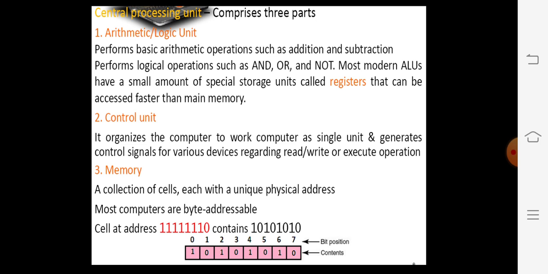Then the last one, brain, that is memory, where we are storing the details. A collection of cells, each with a unique physical address. Most computers are byte addressable. The cell at an address always has ones and zeros. In the cell we have the data like ones and zeros only, that can be addressed by using binary numbers.